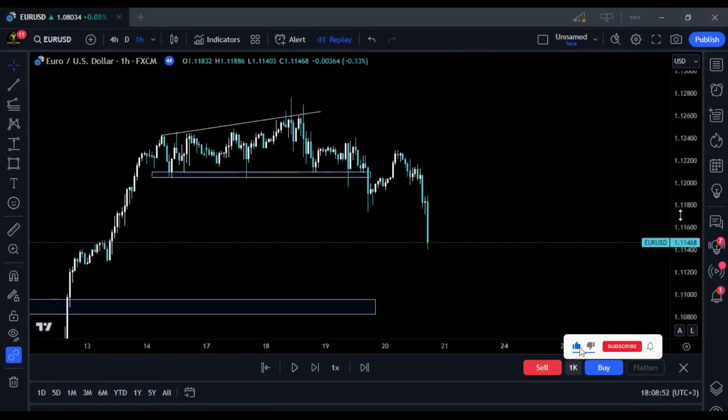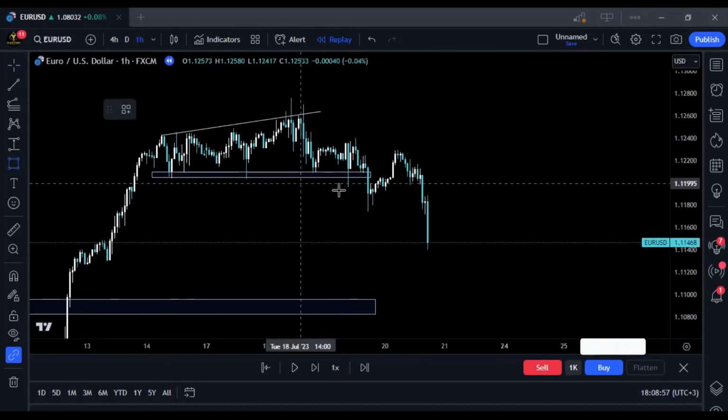So this is the 1 hour again. Now the structure on the 1 hour is this one right here.